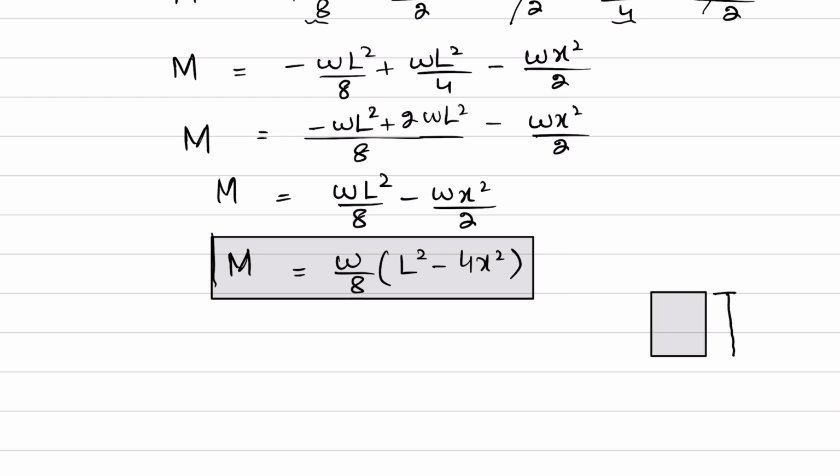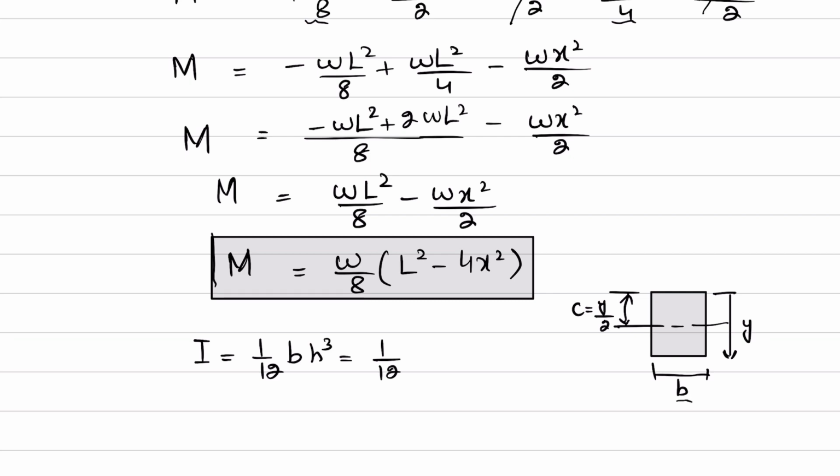This is y and thickness is given as b. So its neutral axis will be lying at a distance of y by c. So c is equal to y by 2, and its I will be equal to 1 over 12 bh cube. So 1 over 12, breadth is equal to b, and height is equal to y cube.